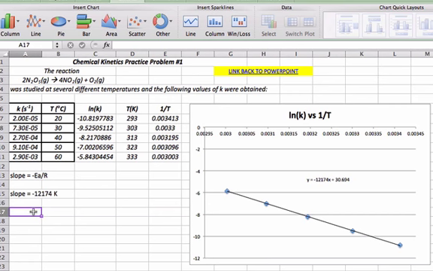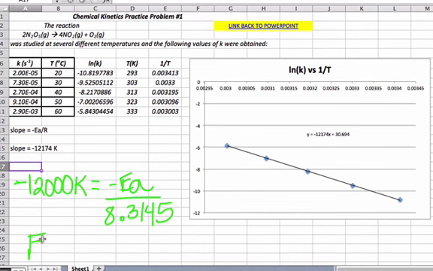So here we go. I'm going to try and write on this so you guys can see. So slope was negative 1, 2, 0, 0, 0. I'm just rounding off some numbers because I don't need all those digits when I'm doing this calculation. Negative EA over 8.3145. So if I solve for this, EA is going to be equal to 1.0 times 10 to the 5th, and that's joules per mole.